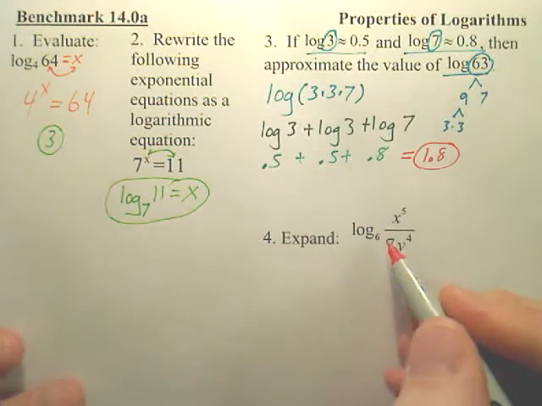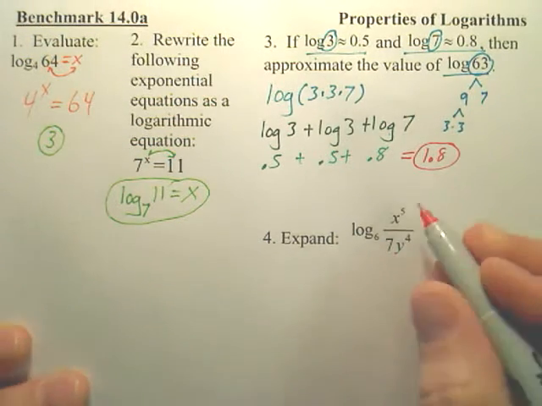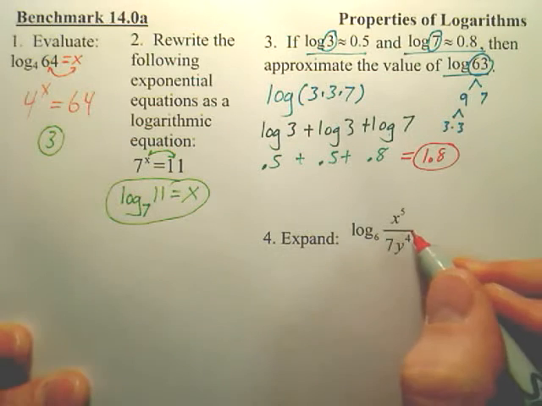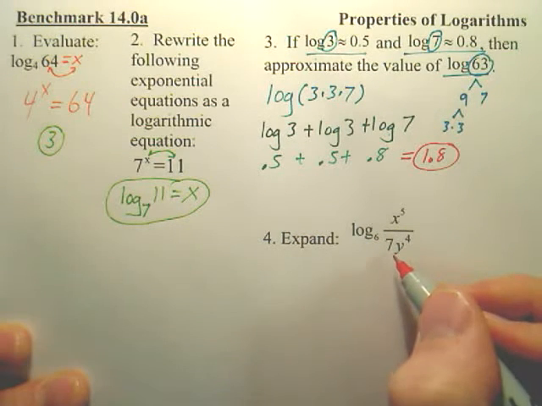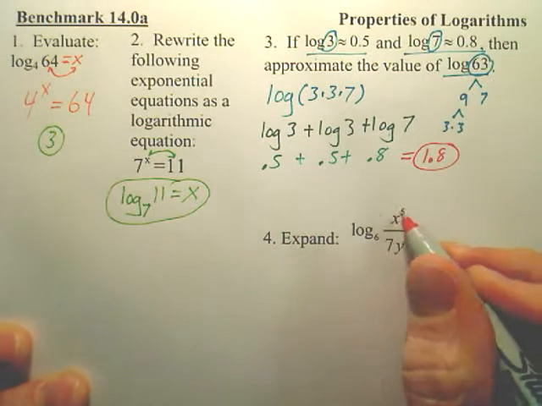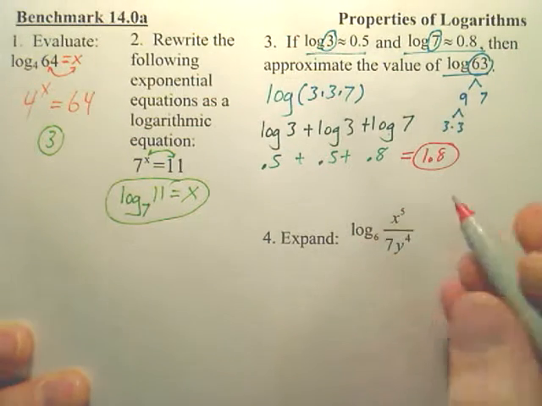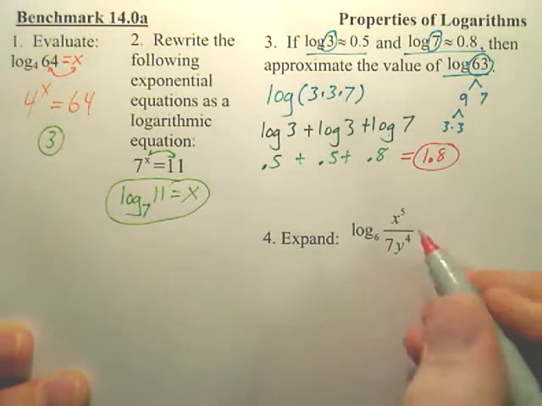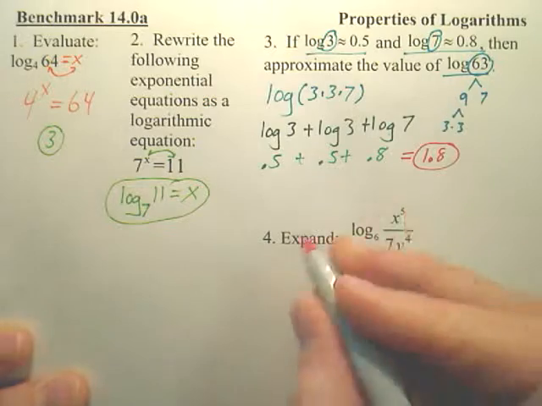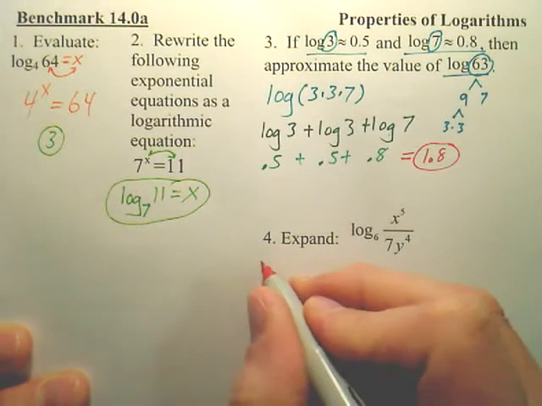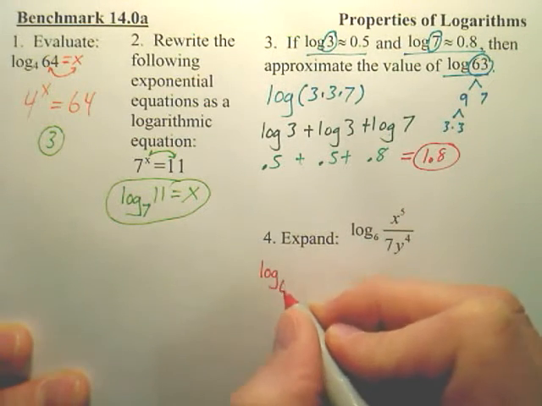And the last one, number 4. I want to expand this. In order to expand this, you have to remember divisions are minus, multiplies are add, and powers go to the front. So the first thing I'm going to do on this problem is separate everything into 3 pieces. You'll see it right here. You got to keep the log base 6 also.